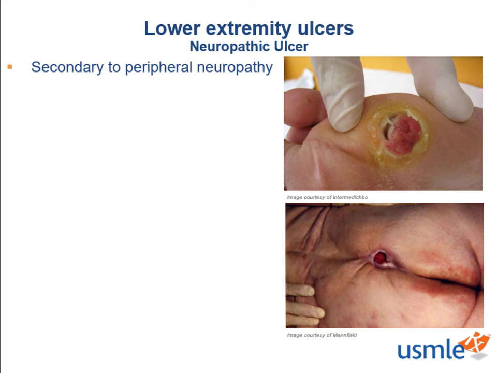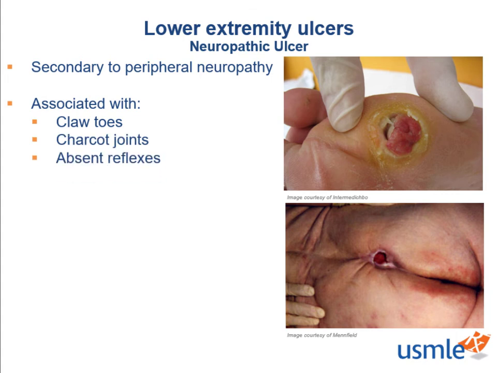But getting back to our topic of neuropathic ulcers. Patients with these ulcers also have other pathological signs of nerve damage, including absent or diminished reflexes, claw toes, and Charcot joints, which is a particularly severe deformation due to lack of sensation as well as joint degeneration.